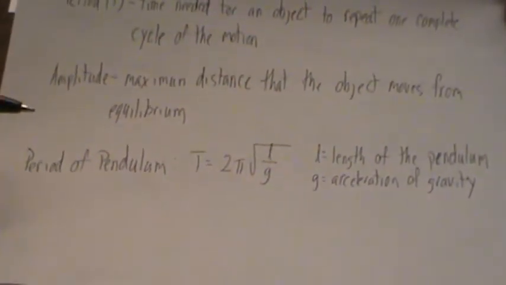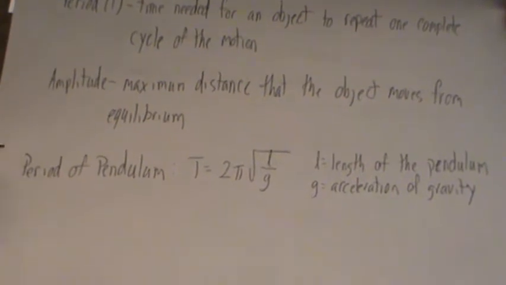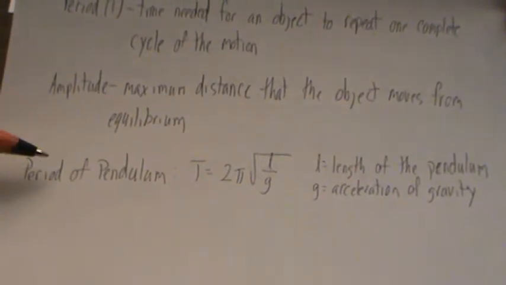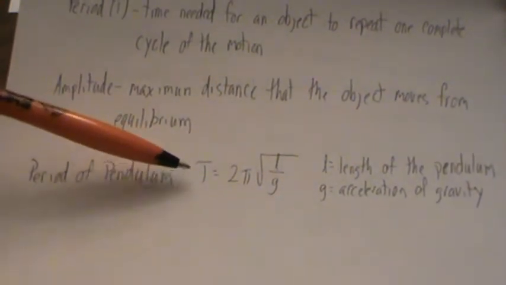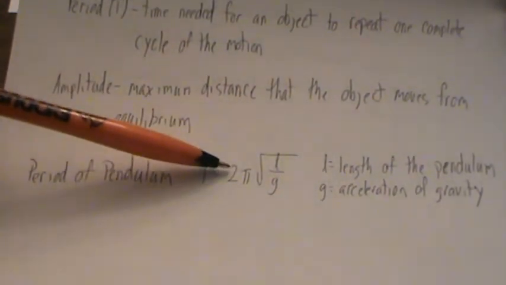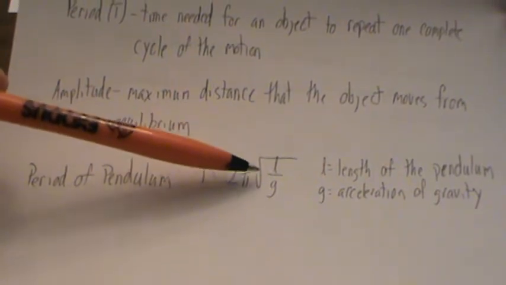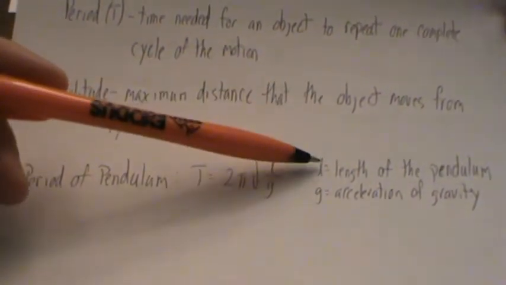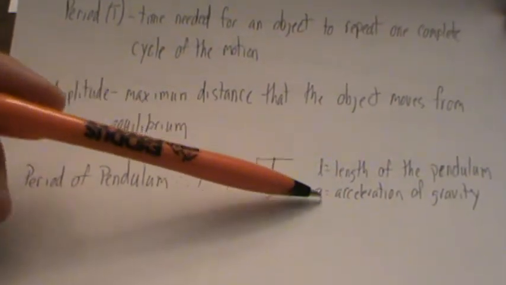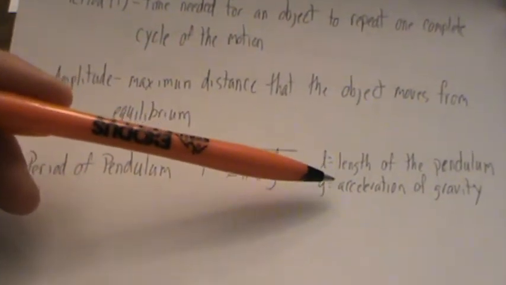If we were to look at pendulums first, we can calculate the period of the pendulum. To calculate the period of the pendulum, T is equal to 2 pi times the square root of L over g. Now L is the length of the pendulum, and g, of course, is the acceleration of gravity.